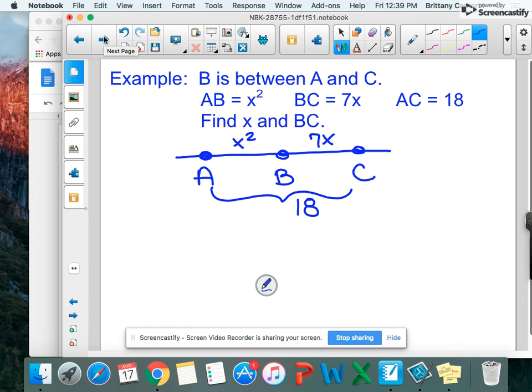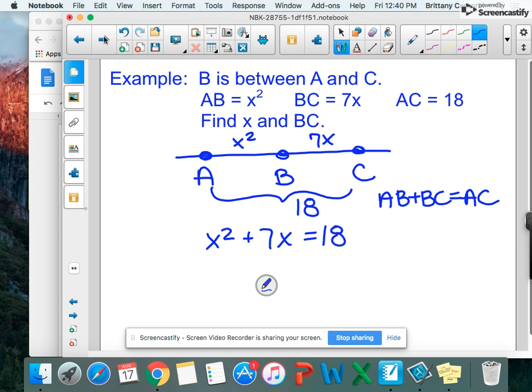So then we're going to write our equation. With segment addition, we're going to do AB plus BC equals AC, and then fill in accordingly. AB is x squared, BC is 7x, and that's going to equal the whole thing, which is AC, which is 18. Now, in order to solve this, we're going to have to factor.